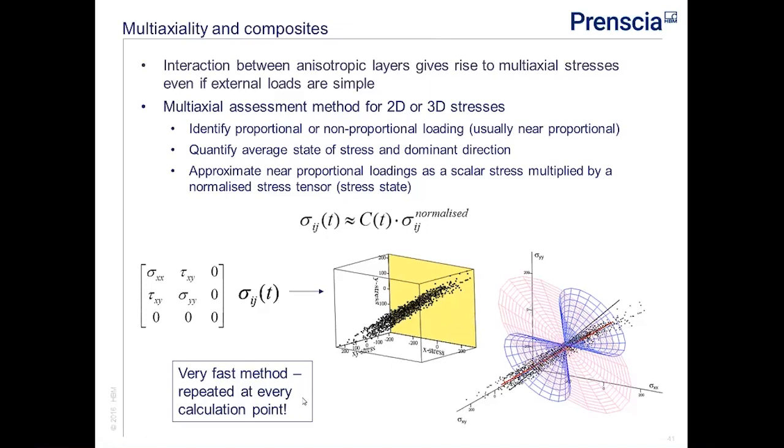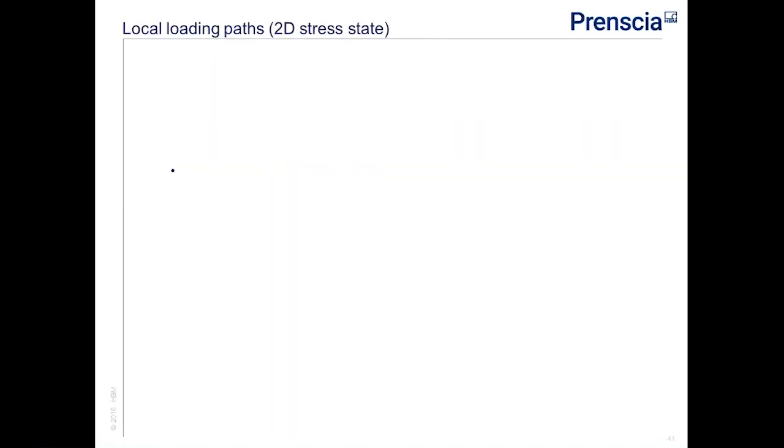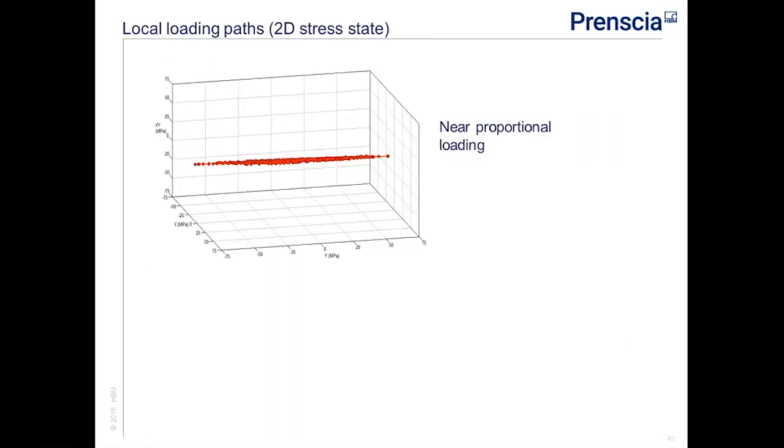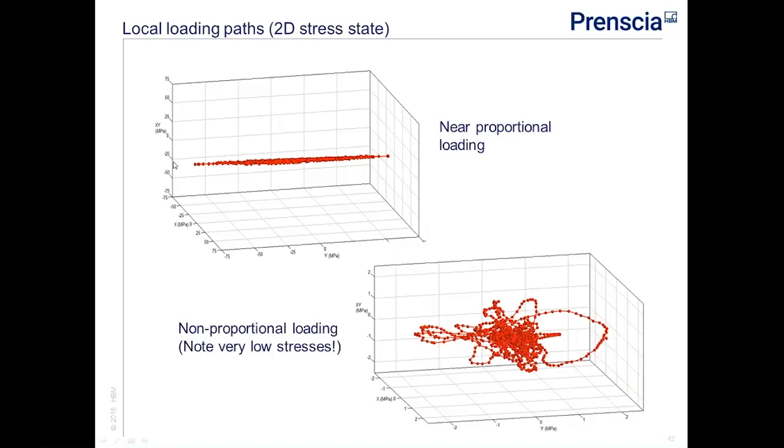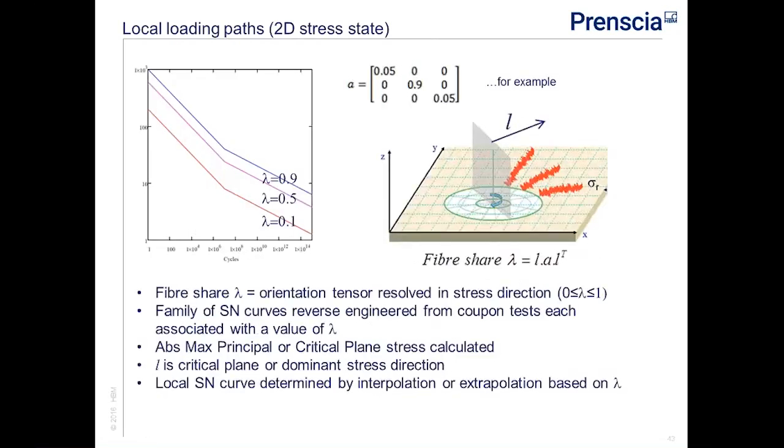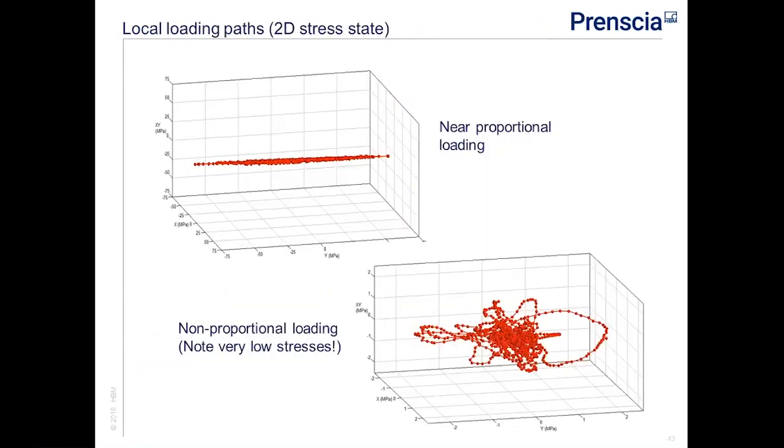Just to give you an example of what I mean by proportional and non-proportional, if I plot the stress components out of a time history, this is sigma x, sigma y, tau xy, and I get a plot that looks a bit like this one in the top left, that would be a near proportional loading. Whereas if I get one that looks like the plot bottom right, that would be typical of a non-proportional loading. Fortunately, a lot of our cases turn out to look very much like the picture in the top left. If you look at the stresses on the bottom right, they're very, very small.